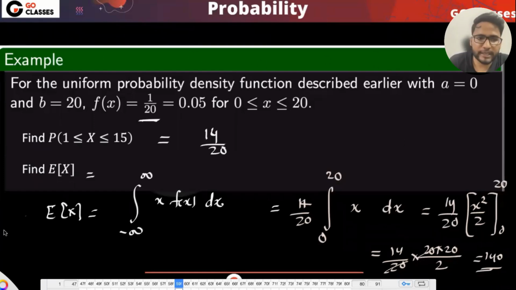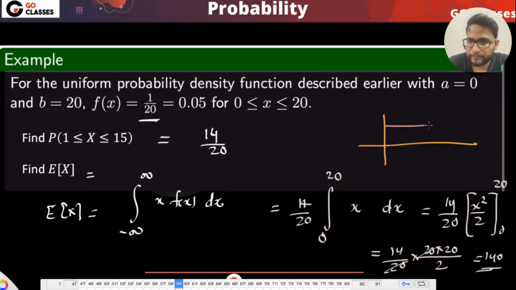Now, can you see intuitively why this expectation is coming out to be 140? Let's see this. This is from 0 to 20, and this is the PDF that is given to us.